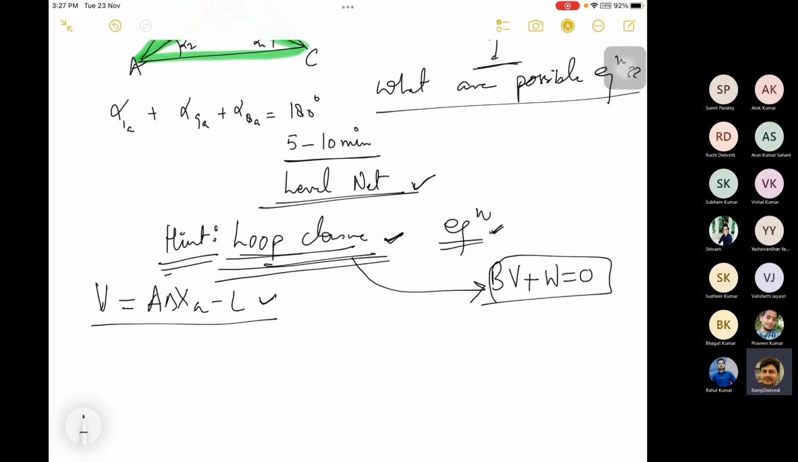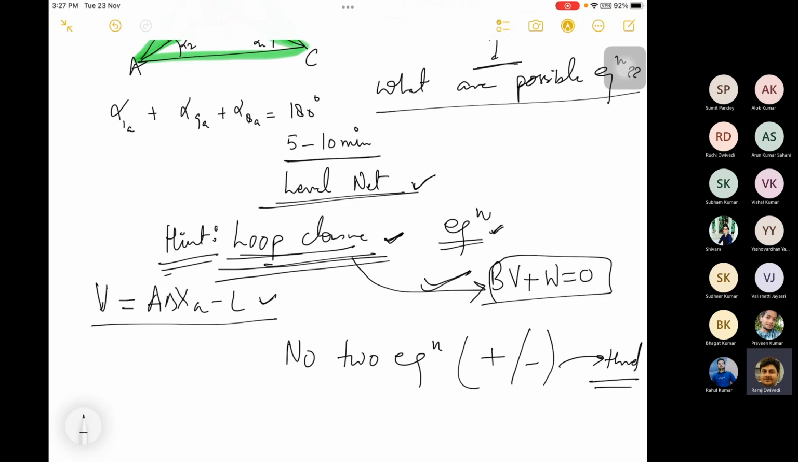Try it. One point you need to understand is that no two equations should be such that, if you can add or subtract them, they give the third equation. So they should be properly linearly independent equations that you have to form for PV plus W. Just try to see.